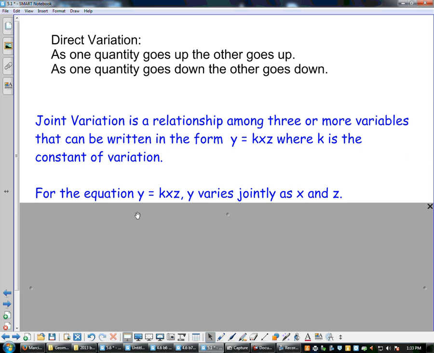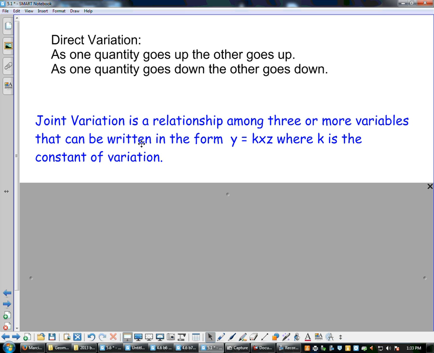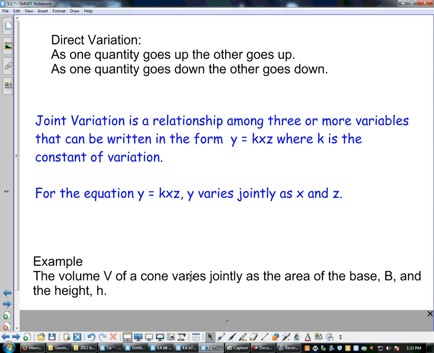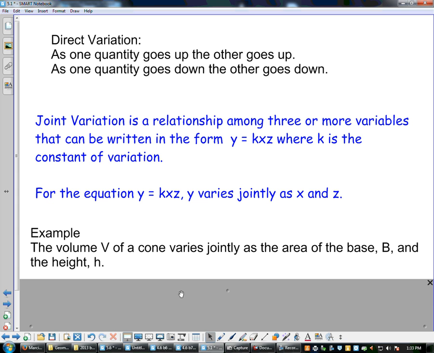All right, now for joint variation. Joint variation is a relationship among three or more variables that can be written in the form y equals k times x times z, where k is the constant of variation. For the equation y equals k times x times z, y is said to vary jointly as x and z. Let's take a look at an example.